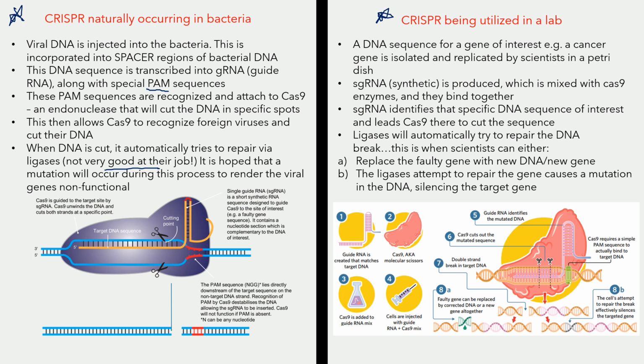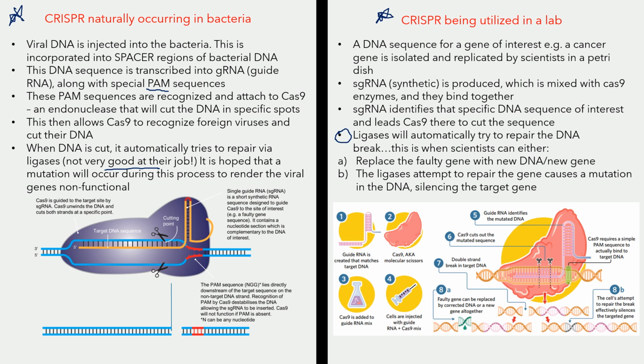So in this case, it might be a cancer gene. And then we're utilizing the same mistakes of the DNA ligase to render the gene useless. So the ligases are going to come and they're going to try to automatically repair the DNA. So we are hoping for and betting on a mistake to occur, which is either going to help us to replace a faulty gene with new DNA, or it's going to knock out or silence the target gene.